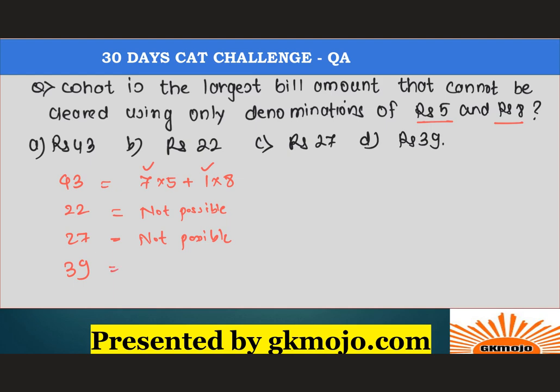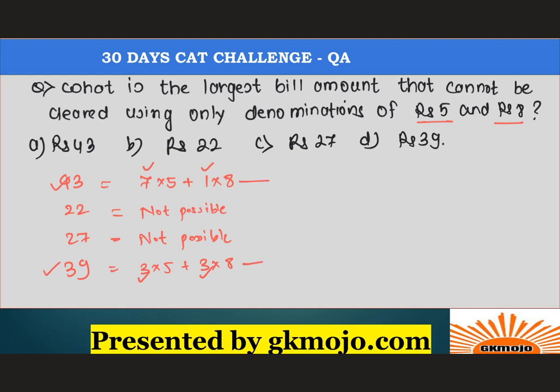39, yes, 39 is possible. How? 3 5 is 15, right? And 8 3 is 24, right? So 3 denominations of 5 rupees note and 3 denominations of 8 rupees note will do the work. So these two are possible, so these are eliminated, right?